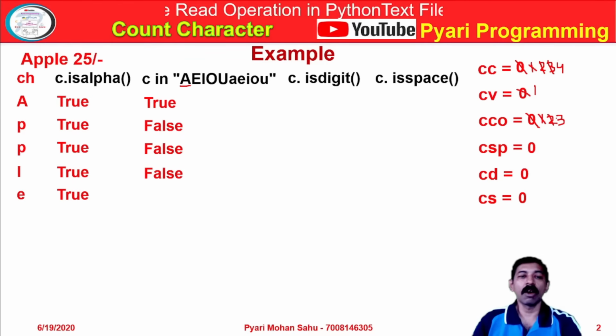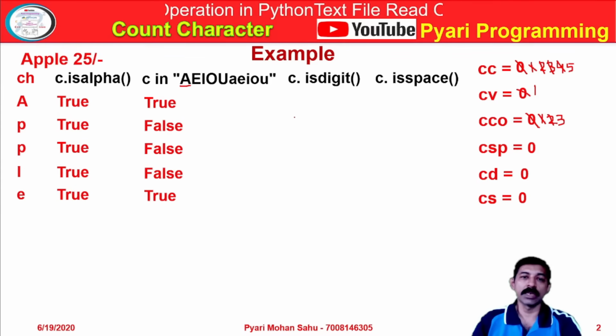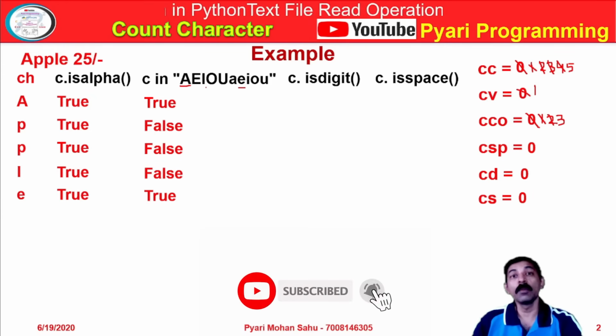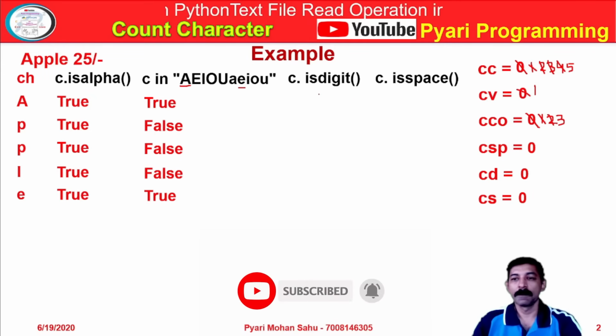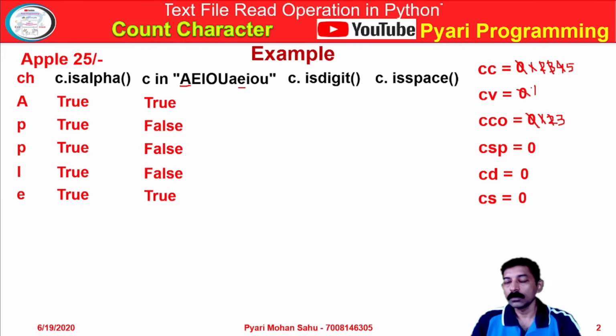Now I will extract next character E. Is it a letter or alphabet? Yes, it is an alphabet. So I will increase the counter by 1. It becomes your 5. Now is it AEIOU? Yes, it is AEIOU. Look at this. Lowercase e is also satisfying. Capital A also satisfying. That's why I have given both uppercase and lowercase. So now if it is a vowel, I will increase the vowel counter by 1. I will make it 2 now.